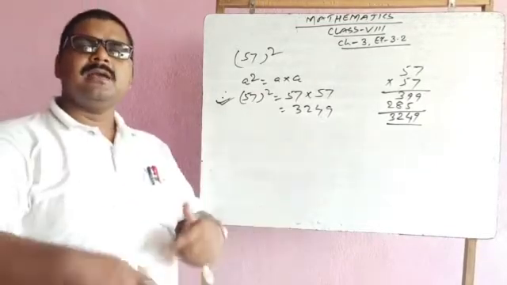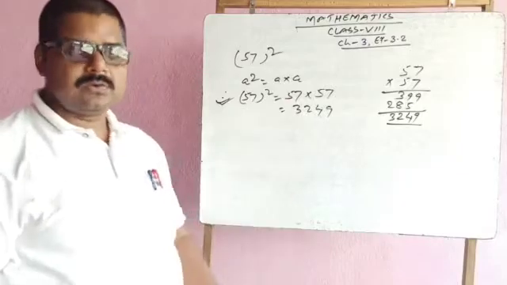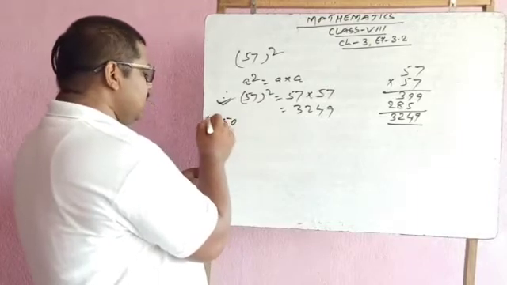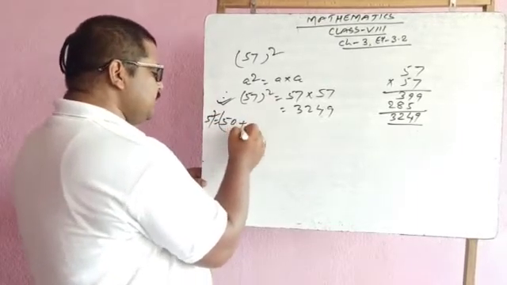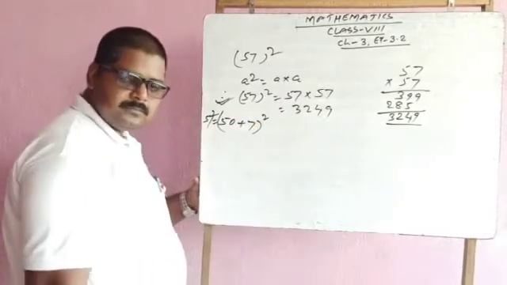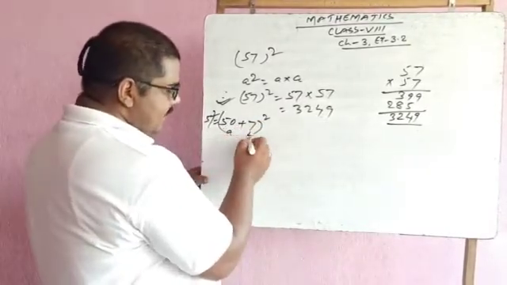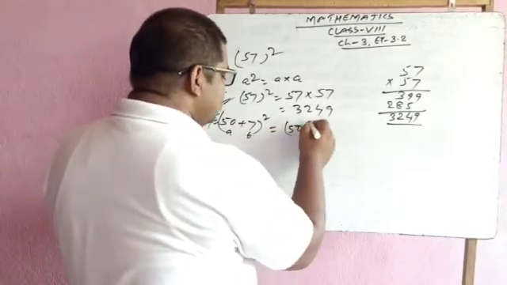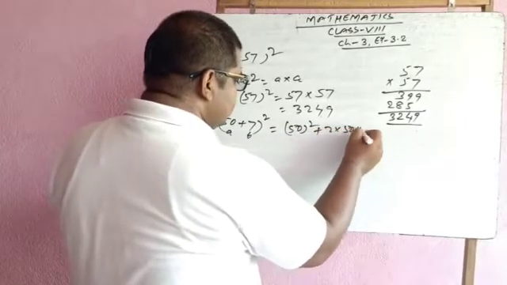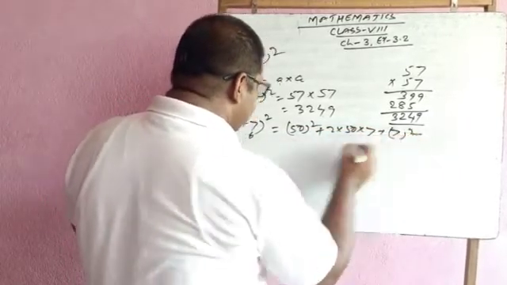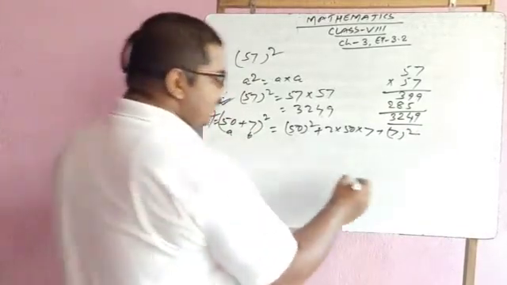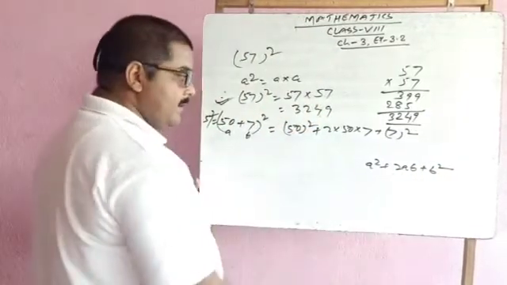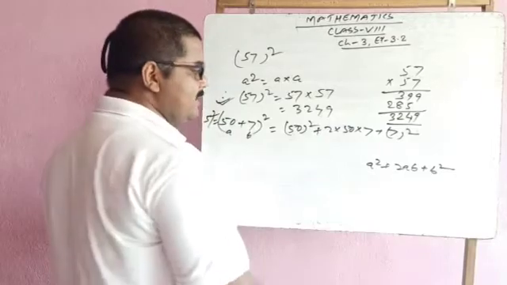This question can be solved another way, by using a formula also, because 57 square can be written as 50 plus 7 whole square. This is considered as A and this is considered as B, and this is why you can write down 50 square plus 2 into 50 into 7 plus 7 square, and this is based on the formula a square plus 2ab plus b square.